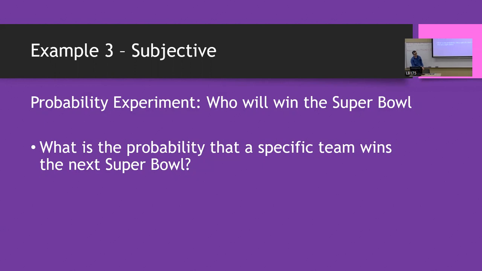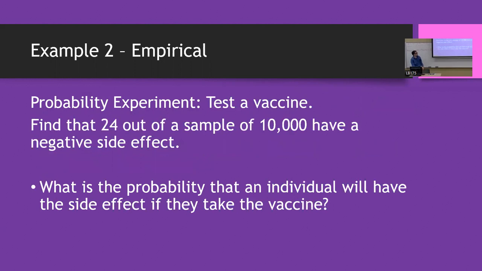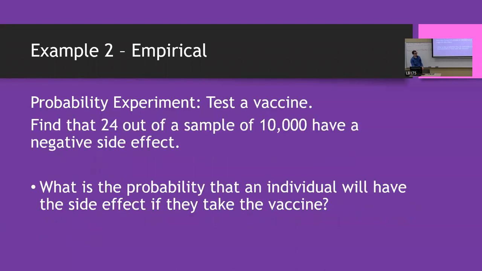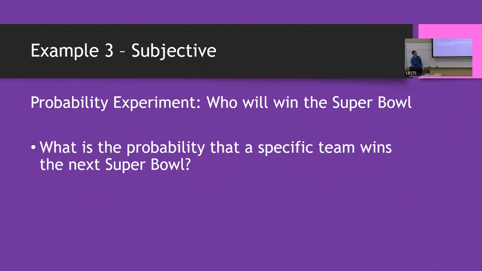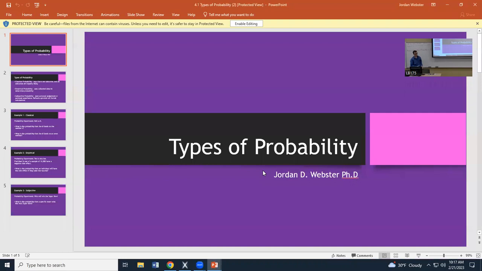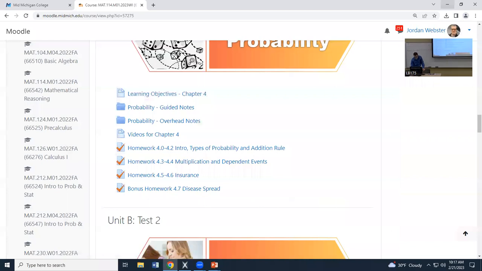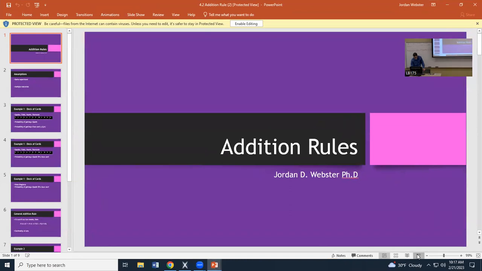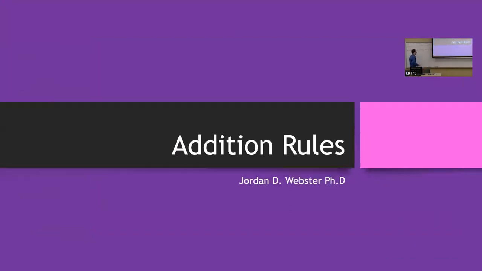So we don't use subjective probability very much in our calculations in this class. We use a lot more of classical probabilities and empirical probabilities, just because subjective is more opinionated. All right? Does that make sense? So that's the idea, the different types of probabilities. So that's our basic calculations.